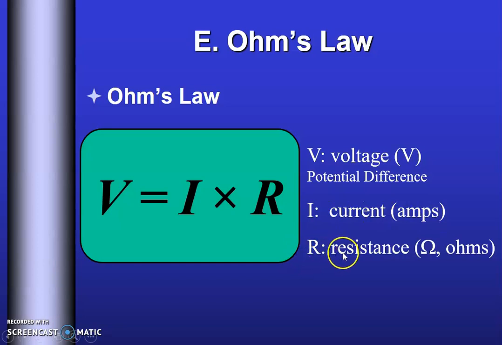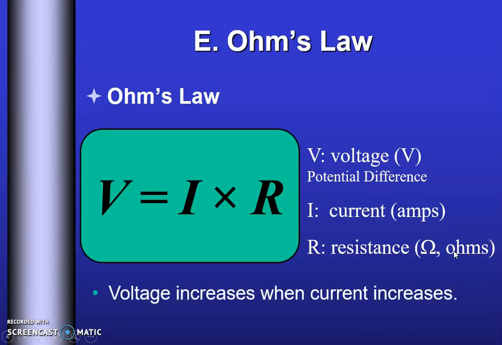And your R stands for the resistance. The symbol for that is the omega symbol, or you can spell out ohms, because that is how we measure resistance. We measure it in ohms. So this is your unit here. Okay, so Ohm's law, and we measure resistance in ohms.